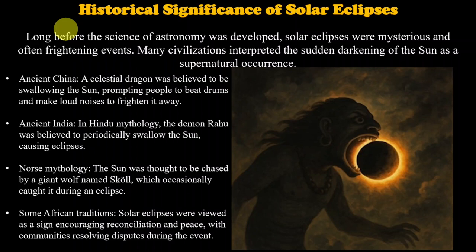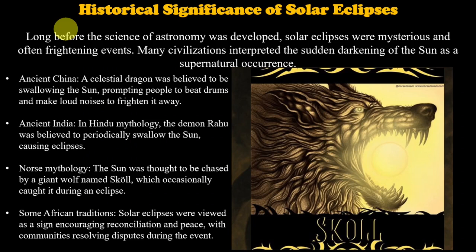And then we have the Vikings. The Vikings thought that a wolf is always chasing after the sun. So during the time of the eclipse, that is the time it captures the sun. It swallows it and vomits it again and continues chasing it. And even in some African traditions, they see it as a divine occurrence, a divine phenomenon. They see it as a sign of reconciliation and peace, a sign of peacemaking.